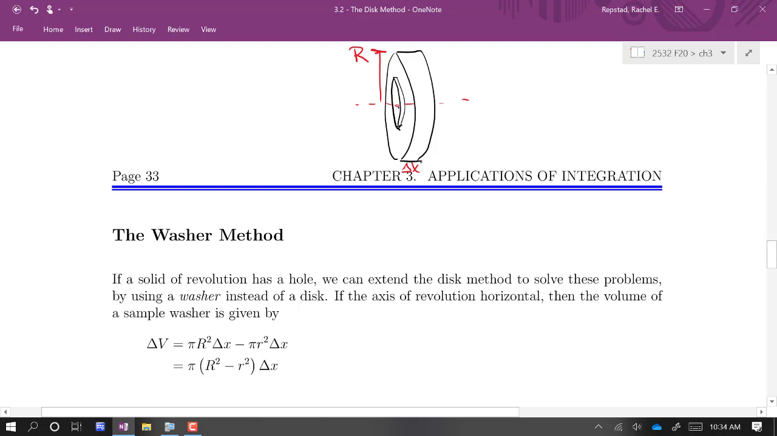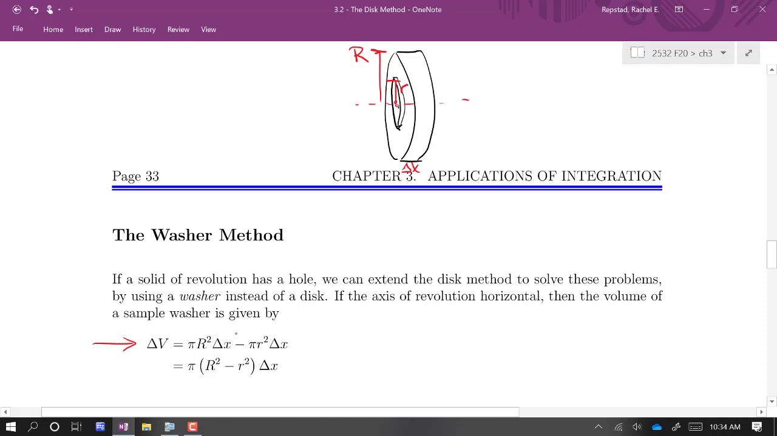That's the same, but it does have a different radius. I'm going to call that little r. And so if I'm punching out that hole, I'm just going to subtract out that disk that we get from the hole itself. And so that looks like this down here now, this delta V equation. I've got the big disk minus the hole.